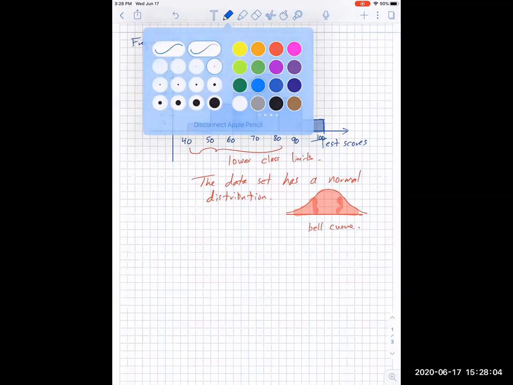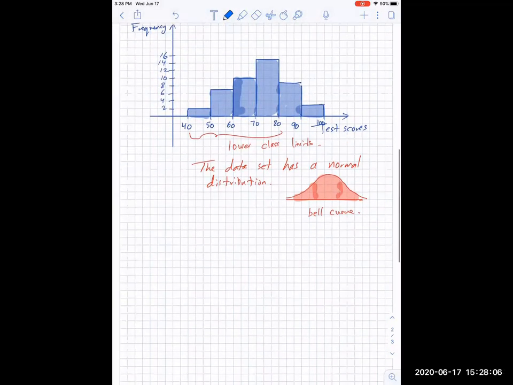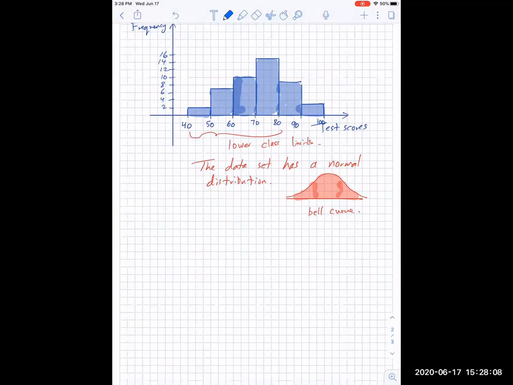Questions, guys, on the histogram? All right.